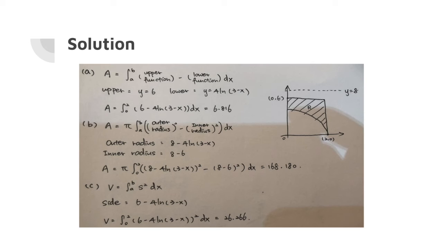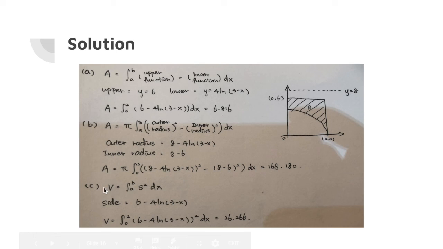Number B, we're looking for the volume of the solid generated when R is revolved about the horizontal line y equals 8. It is a washer method, so the outer radius is 8 minus 4 ln of 3 minus x. The inner radius is 8 minus 6. Then we plug the numbers into the function and get the answer.